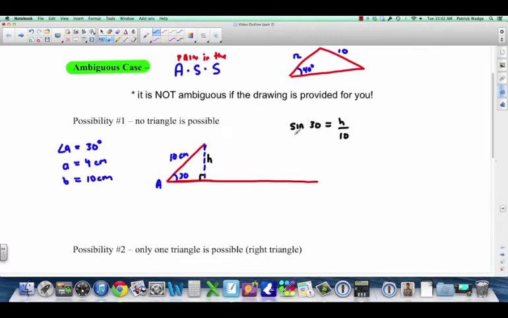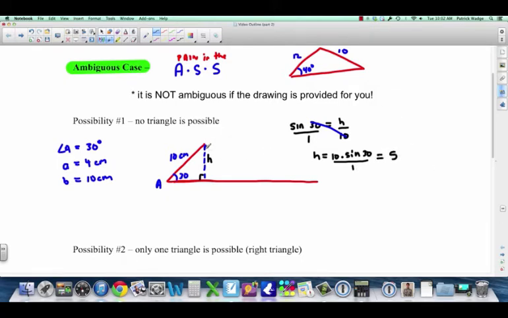And remember the way I like to solve them is you put this one over 1 and cross multiply. So what you're going to get is h is equal to 10 times sine 30, and then divide it by the one that's left over, which is 1, which makes no difference. And if you do that, you're going to get the answer 5.